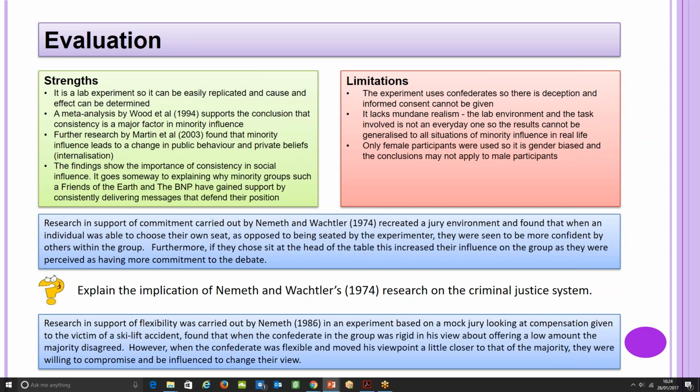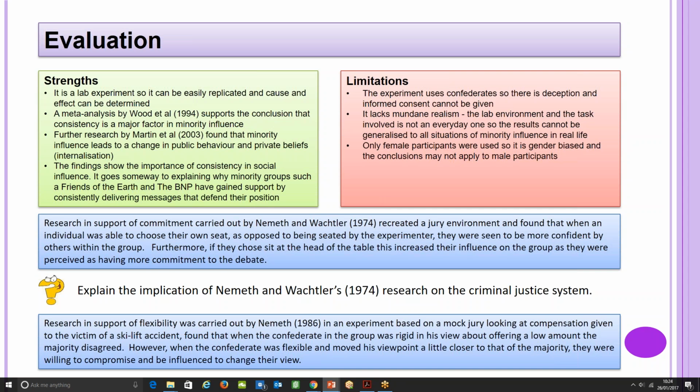Okay, so welcome back, and explain the implications of Nemeth and Wachter's 1974 research on the criminal justice system. Marks here: 2 marks for AO2/AO3, 2 marks for a clear explanation.